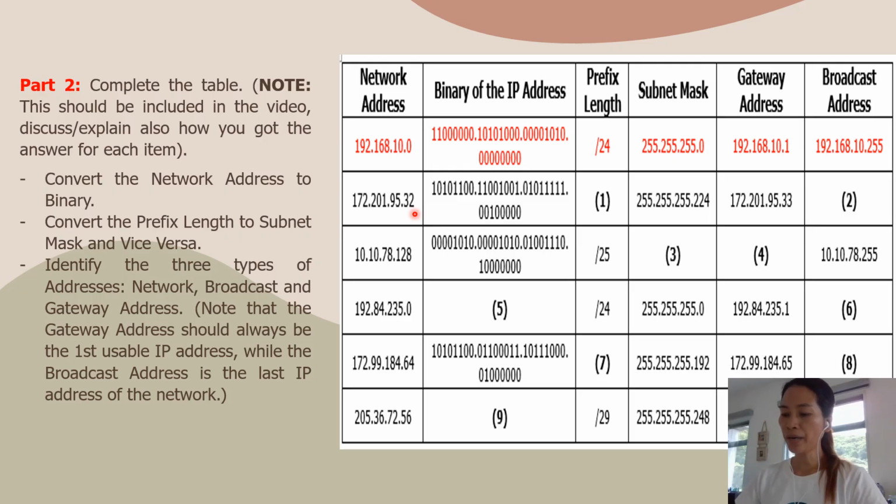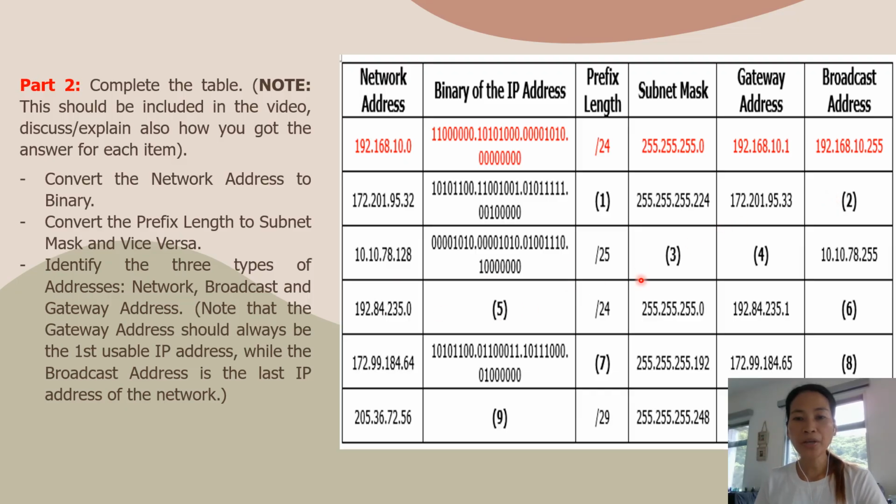So 224 minus 32 equals 192. Okay, and 128 plus 64 equals 192. So that means I have to add up 32 plus 16 plus 8 plus 4 plus 2 plus 1 to get 63. That's why my answer is 172.201.95.63. So that is my answer to number 2.